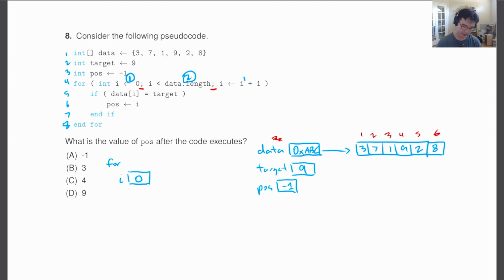So I'm just going to write right here that data dot length equals 6. You don't have to do that, but it can be helpful to just make sure I know data length is 6. So is 0 less than 6? Yes. And if the condition is true, this is where a lot of people get tripped up. They think they go to the very next place in the for loop header, but that's not correct. If the condition is true, you go inside.